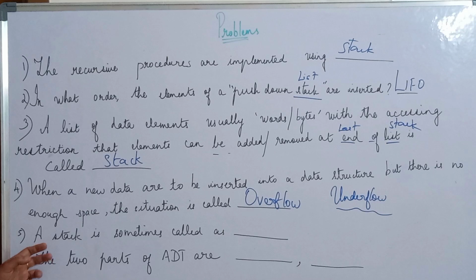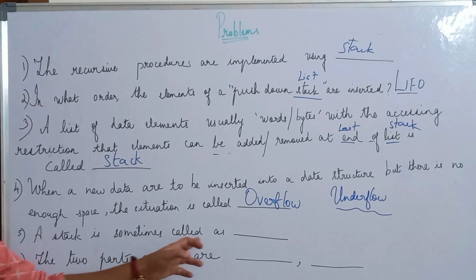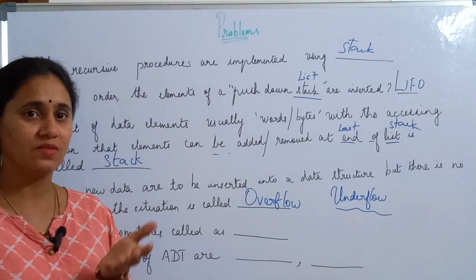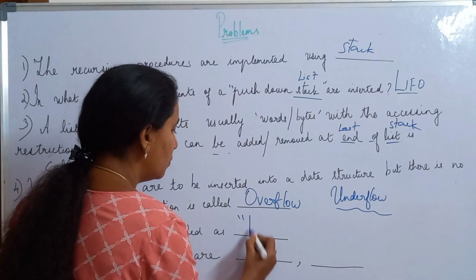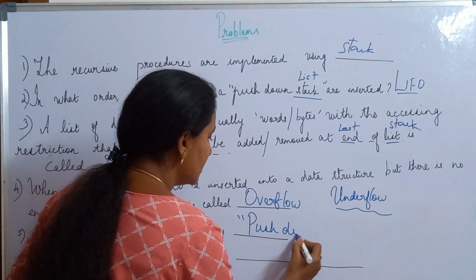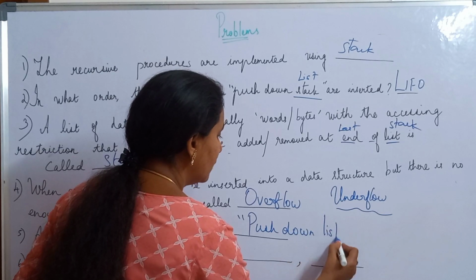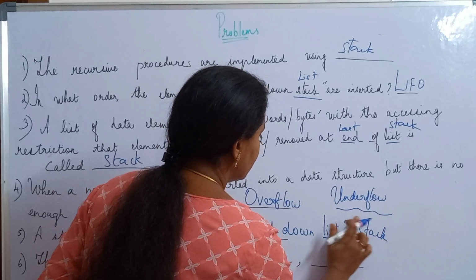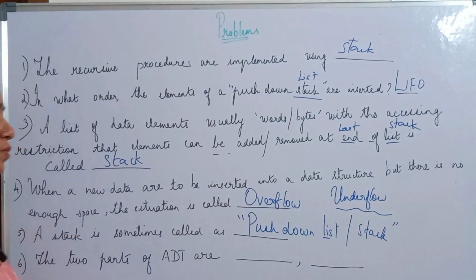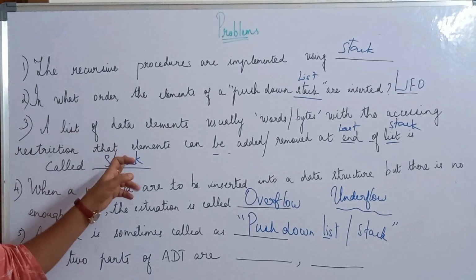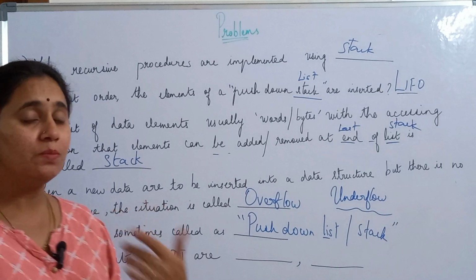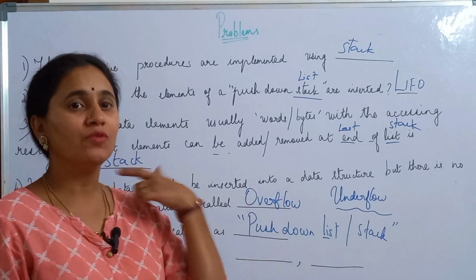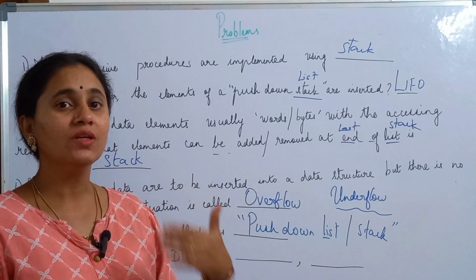So now see the next one. It is a very easy question. A stack is sometimes called as... What is the meaning of stack? That is the other name for stack. I mentioned it in the last video, isn't it? So it is nothing but push down list, or we can call it push down stack, push down list or push down stack. Instead of giving the name as stack in different questions, they may confuse you by giving push down list or push down stack.